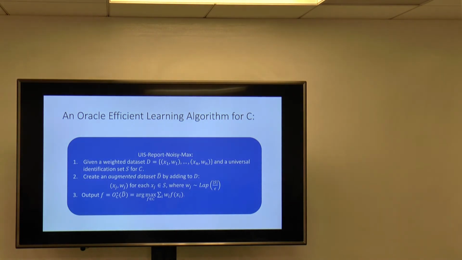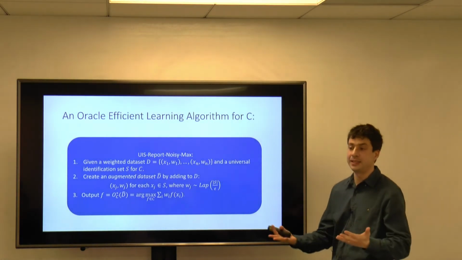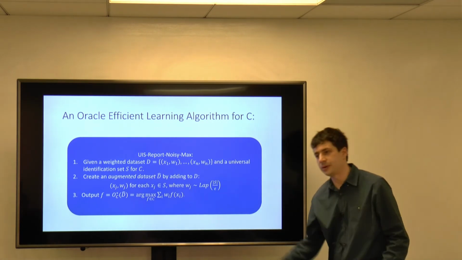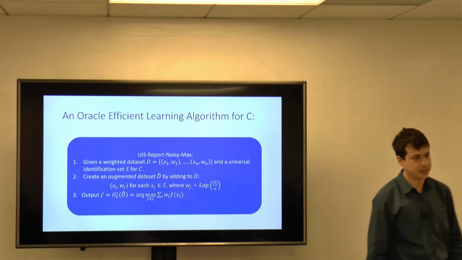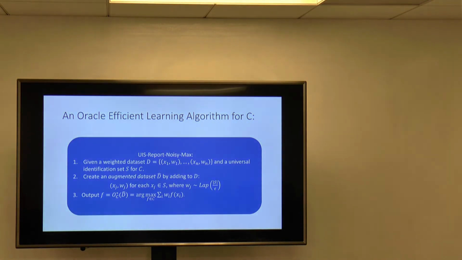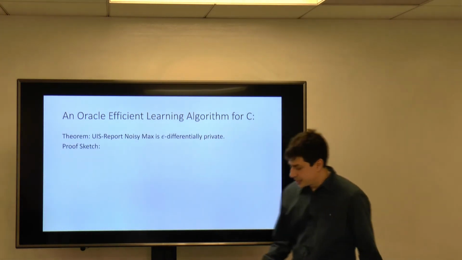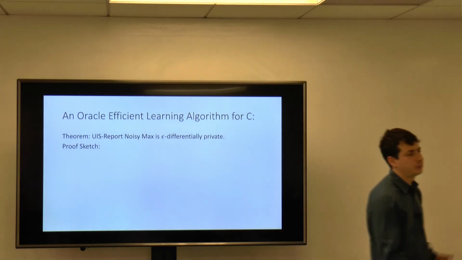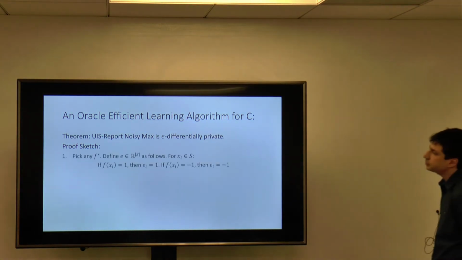Okay? So if the universal identification set is small, of size D, say, we're just adding D new elements to our data set. And then all we're going to do is run our oracle on this augmented data set, and we're going to output whatever the oracle outputs. Okay. So the claim is that this thing is private, and we can prove it with sort of the same template we used in our two warm-ups.